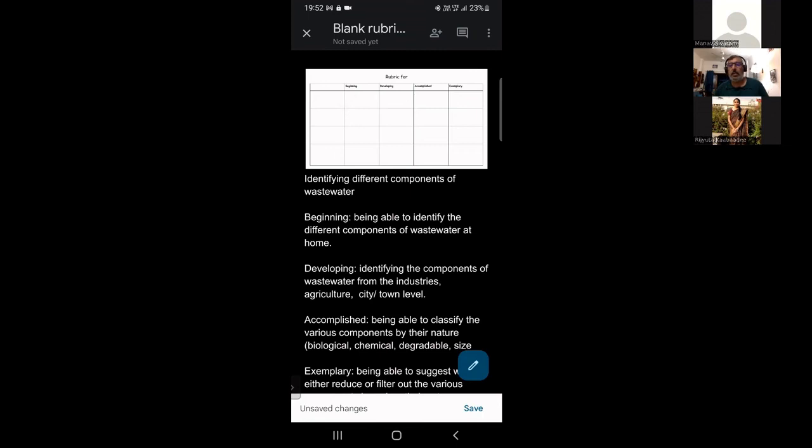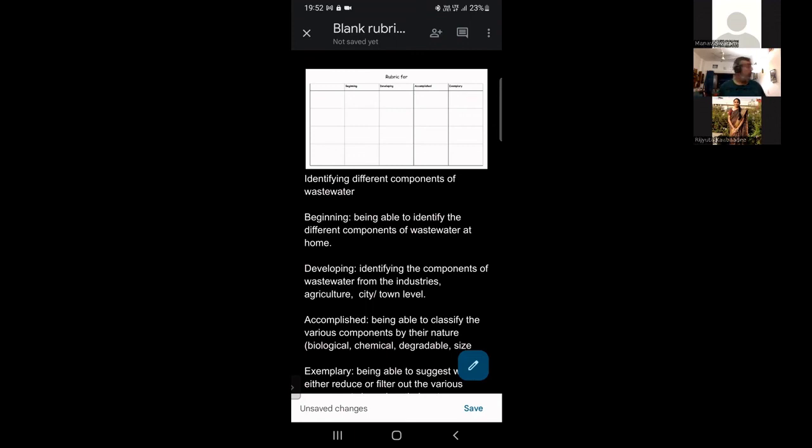Let me just add a little point here. Just to add to Chavi's point, Rujuta, you don't need to feel like you have to have four levels. If you feel like three levels are good enough for you to assess the students, then that's fine. It's your call. It's fair enough. Educator, it's up to you.